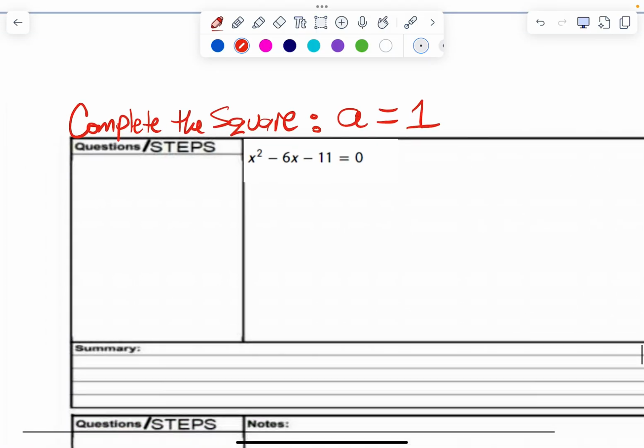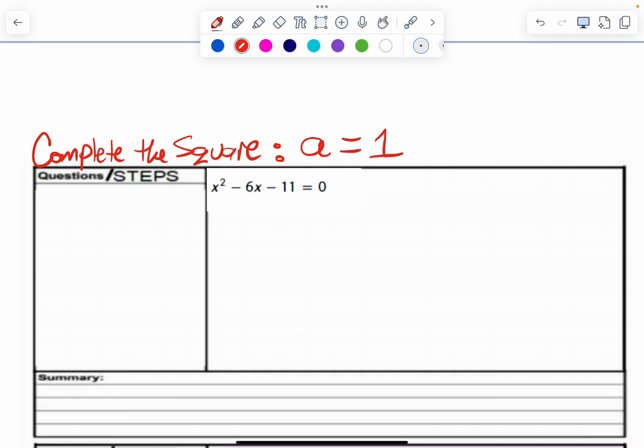All right, so there's your title for this section. We're going to do an example where a is 1, and then I'll show you what to do when a is not 1, which complicates this a little bit. That's why we're starting with the easier case.